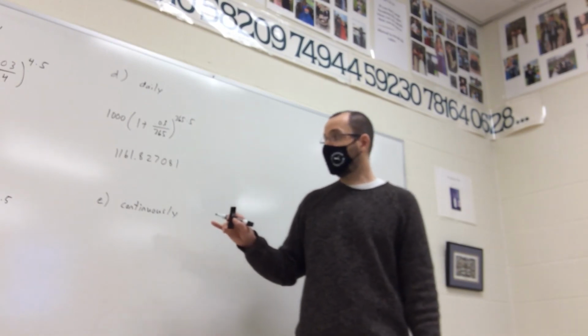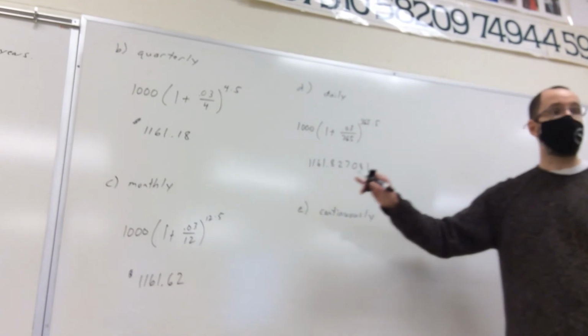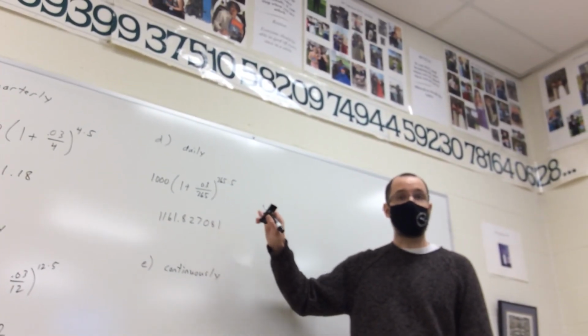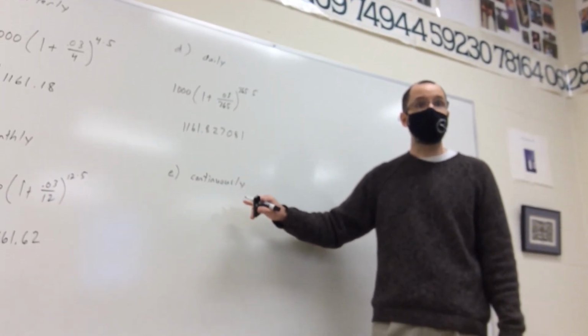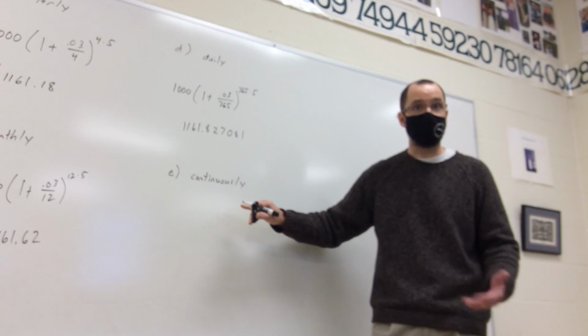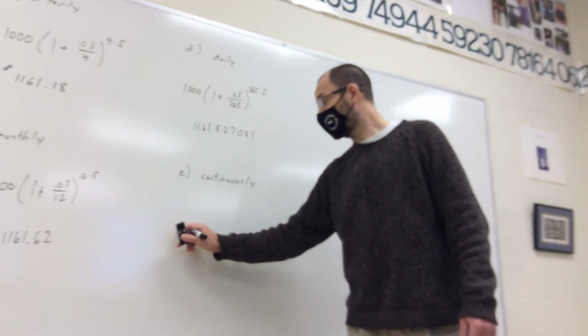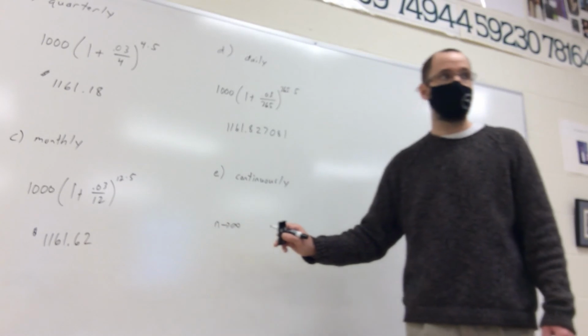So what we actually mean is figure out how much you would get if it was 12 times a year. Then figure out how much you would get if it's 365 times a year. And then figure out how much you would get if it was 1,000 times a year, and then 1,000,000 times a year. So what I'm talking about is a limit, right? And I'm taking the number of compounding and sending it to infinity.